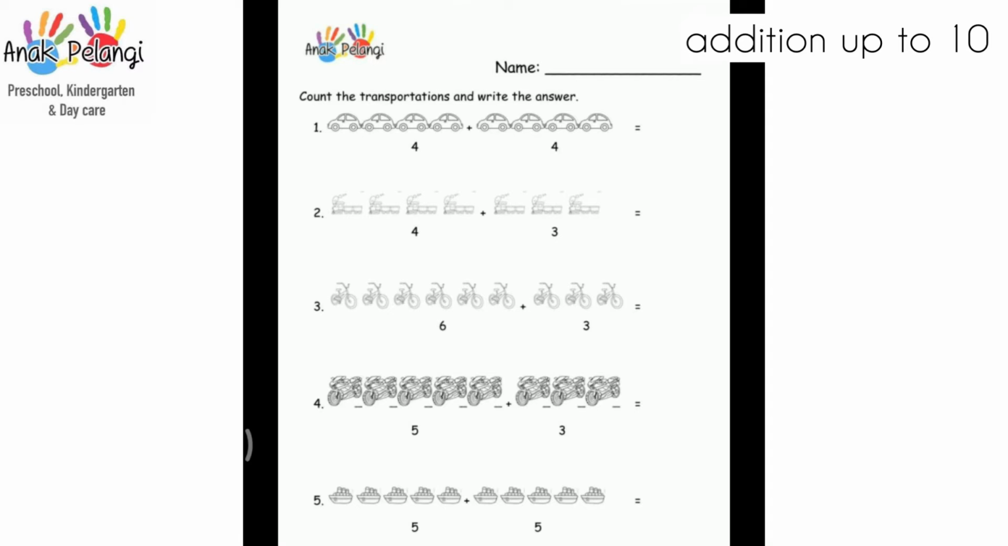Number one. 1, 2, 3, 4. 4 plus 1, 2, 3, 4 equals to... 4 plus 4 is equal to... count all of the cars.